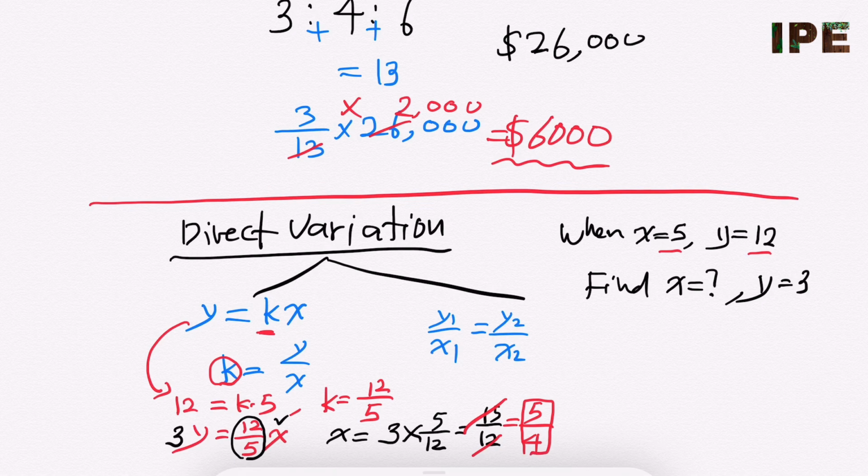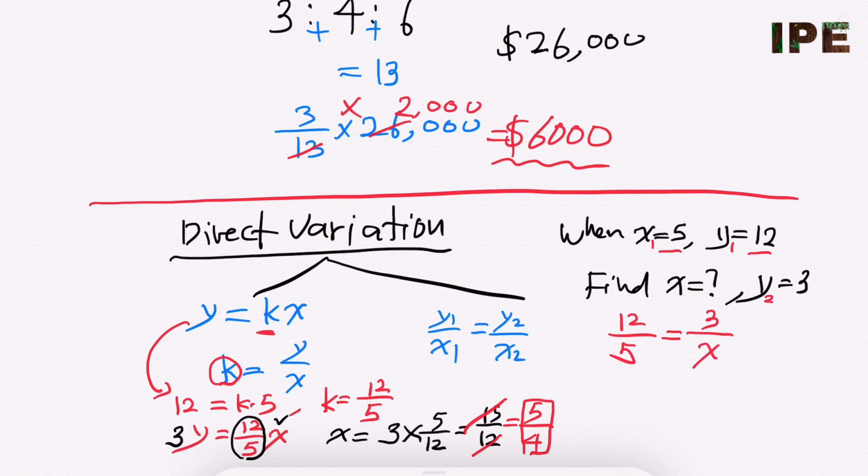And I can use the ratio equation, y1 over x1 is equal to y2 over x2. It is easier many times. So I'll show you how to solve the problem with this method. So y1 over x1 means 12 over 5. That is supposed to be equal to y2, which is 3, over x2, and you can find x2.